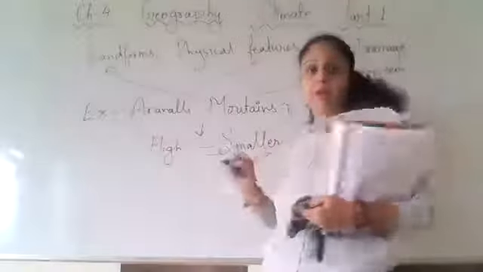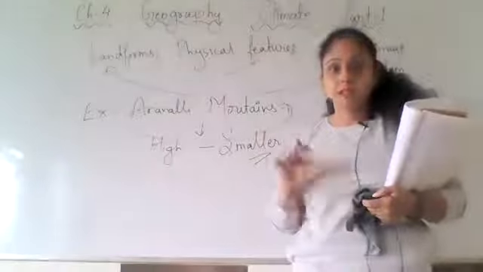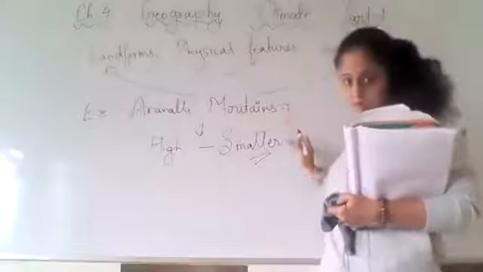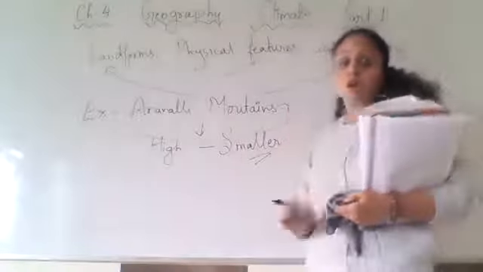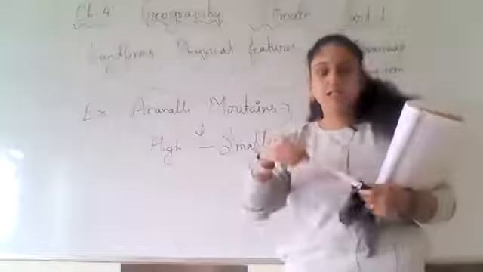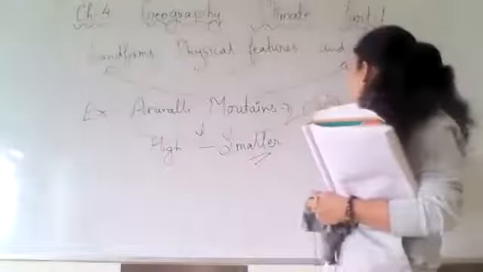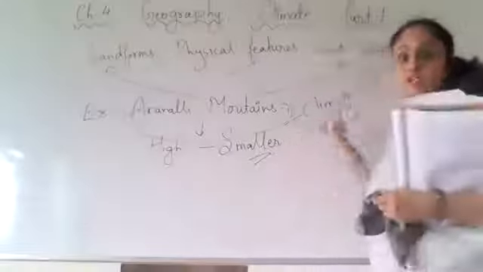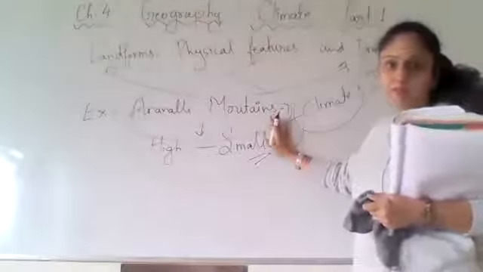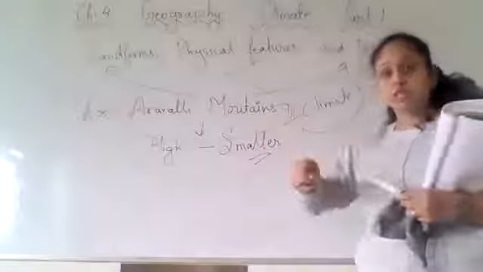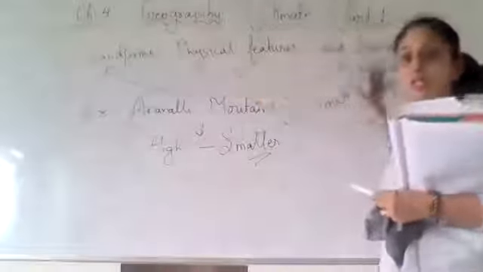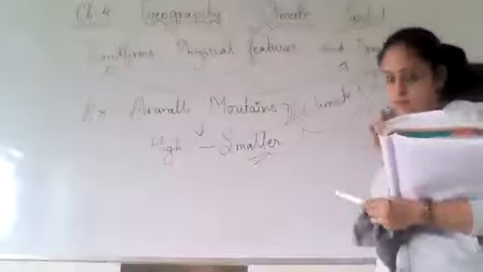Now how did that happen? This is a physical feature, right? A physical thing, a mountain, and it became smaller. So the reason behind this is the influence of climate. Because of the influence of climate, this phenomenon happened. So the climate has a great influence behind all the physical things which we have.